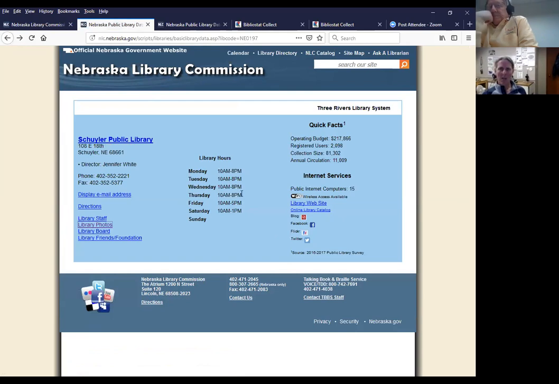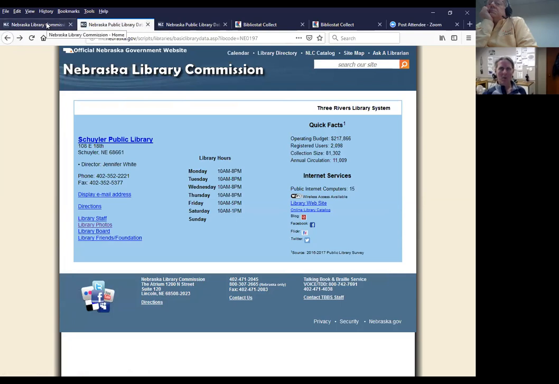But this is the page that the supplemental survey information feeds into. Obviously, this is stuff that comes from the public library survey, but links to your Facebook page, Twitter, other social media, your hours, that all comes from the supplemental survey, board and foundation, that type of thing.